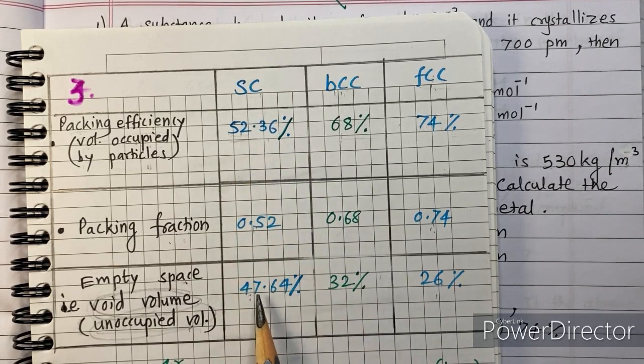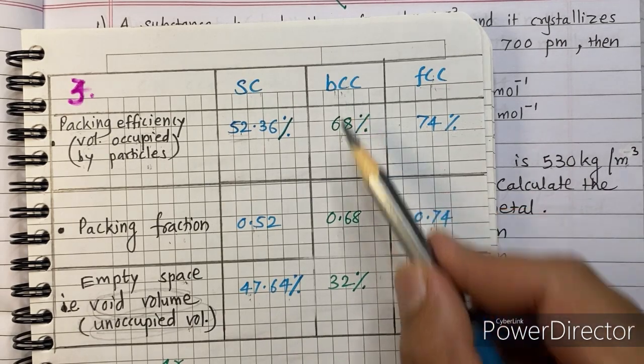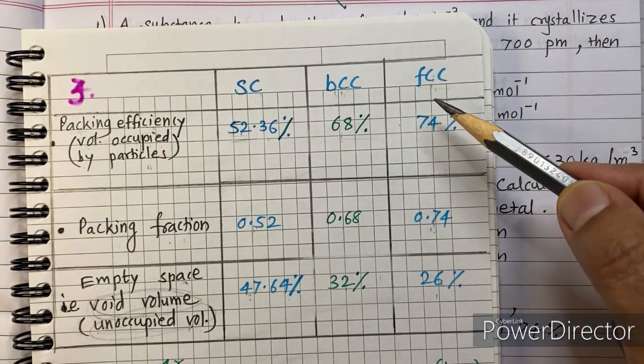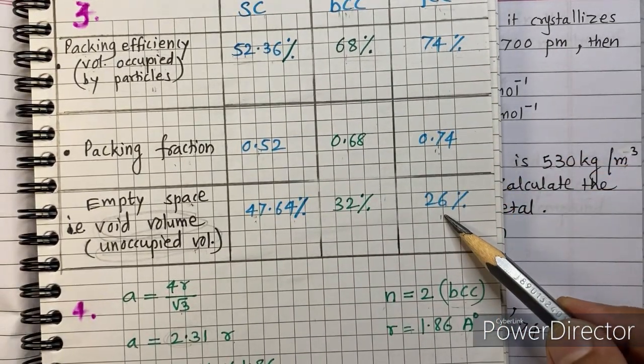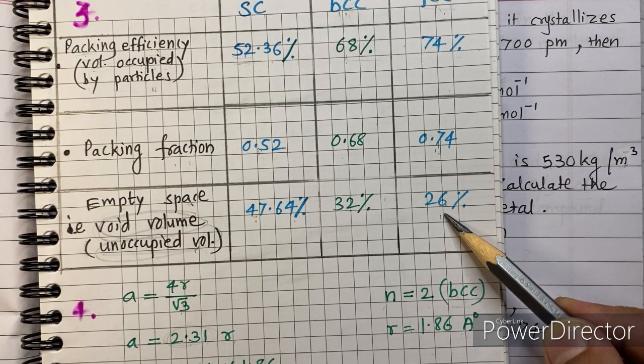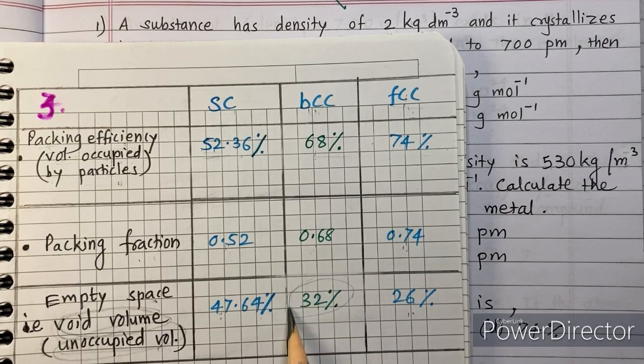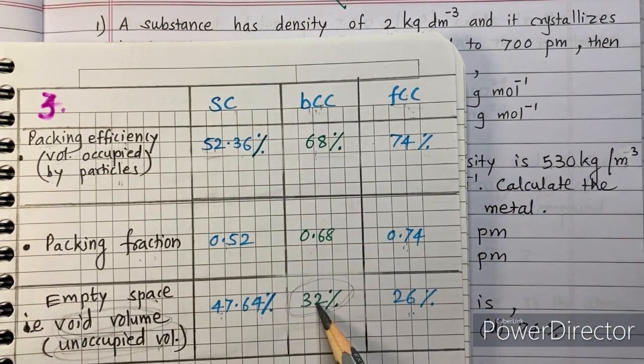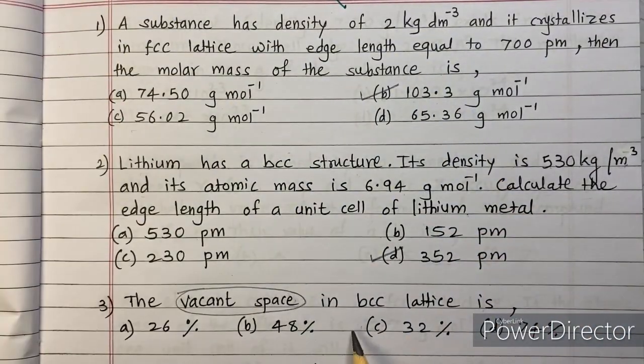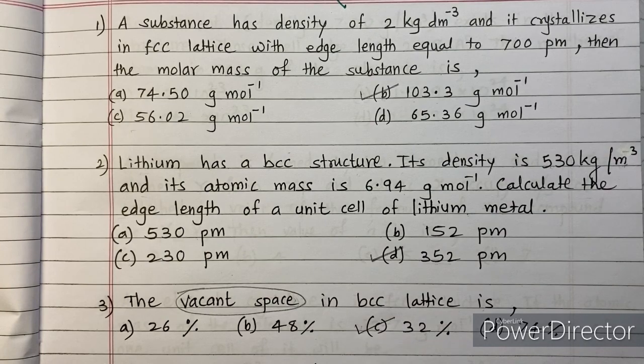Okay, for simple cubic this is 47.64%, for BCC 32%, and for FCC less, that is only 26%. Now the question asked is empty space in BCC, that is 32%. Therefore, answer is this one.